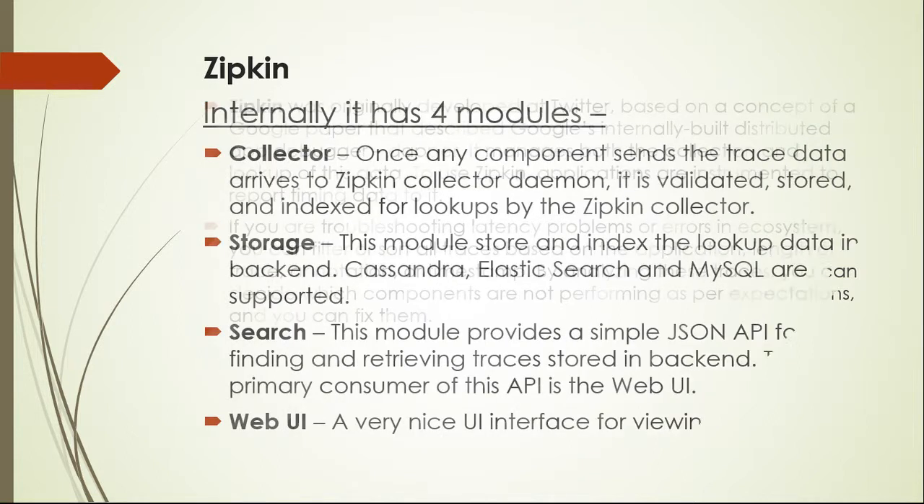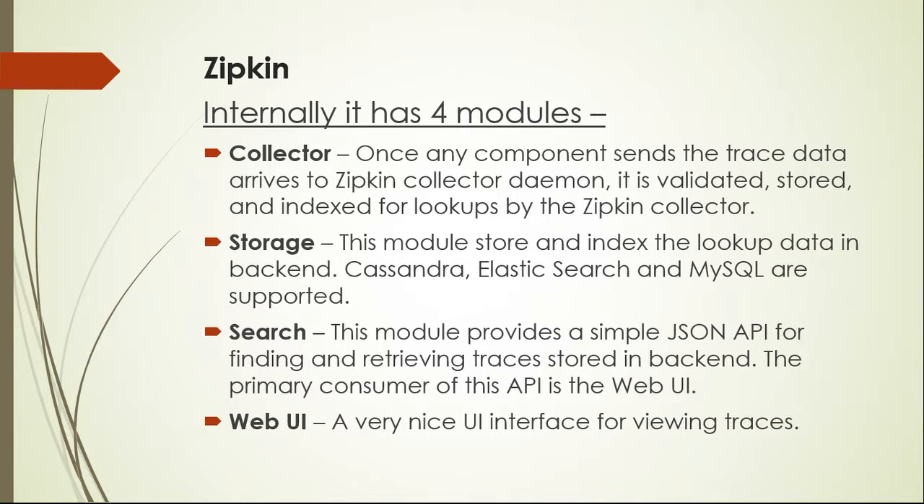Internally it has 4 modules: Collector, Storage, Search and Web UI. Collector: once any component sends trace data, it arrives at the Zipkin collector daemon, where it is validated, stored, and indexed for lookups by the Zipkin collector. Storage: this module stores and indexes the lookup data in the backend. Cassandra, Elasticsearch and MySQL are supported.